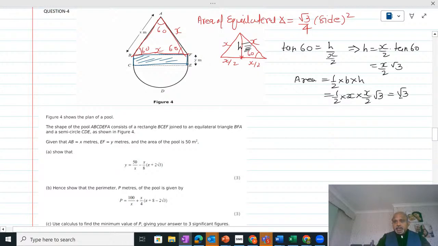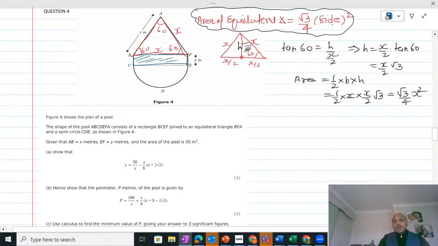So if you simplify, you get root 3 by 4 x square, and this is what we have written because the side is x. So if you know this formula, it will save your time. It's up to you. Otherwise, you can just work it out. Root 3 by 4 side square. That is the equilateral triangle formula.